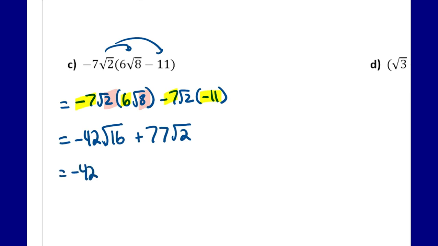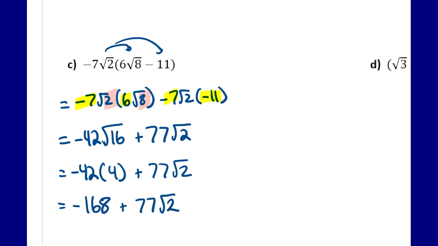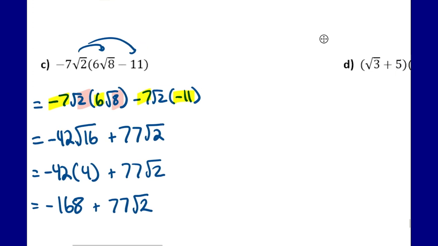Negative 42 and the root 16 can be simplified, since root 16 is 4. Negative 42 times 4 is negative 168 plus 77 root 2. Similar to the last one, because they are not like terms, I can't add them together. They're not like radicals.